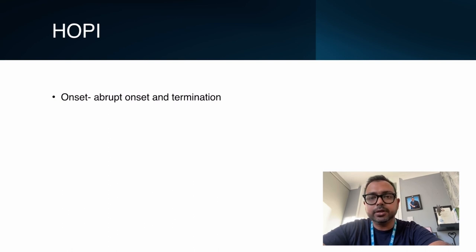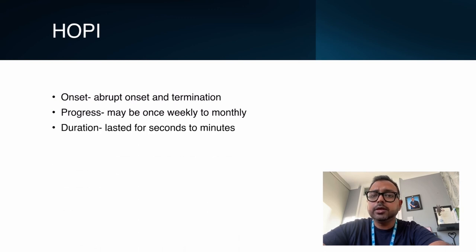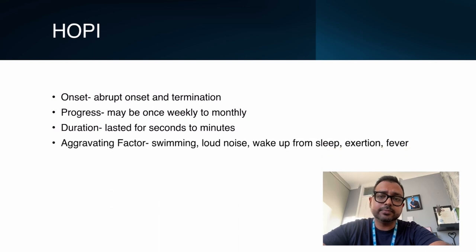First, you need to take the history of present illness. How is the onset? If an arrhythmia is suspected, the onset could be abrupt, with abrupt termination. It may happen once in a week or in a month. Duration, it may last for a few seconds to minutes.